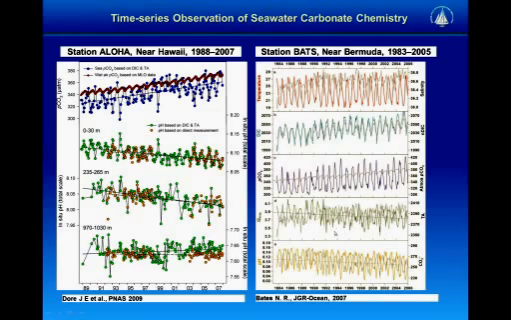On the right side is the time series station in the North Atlantic, BATS, near Bermuda. And basically it shows a similar rate, in terms of pH on the order of 0.0012 units.